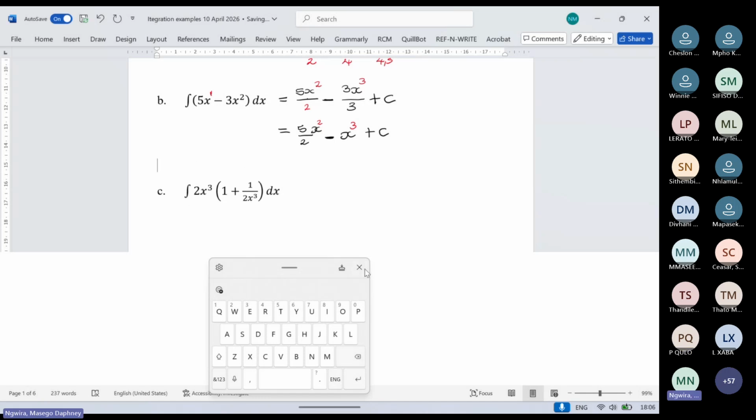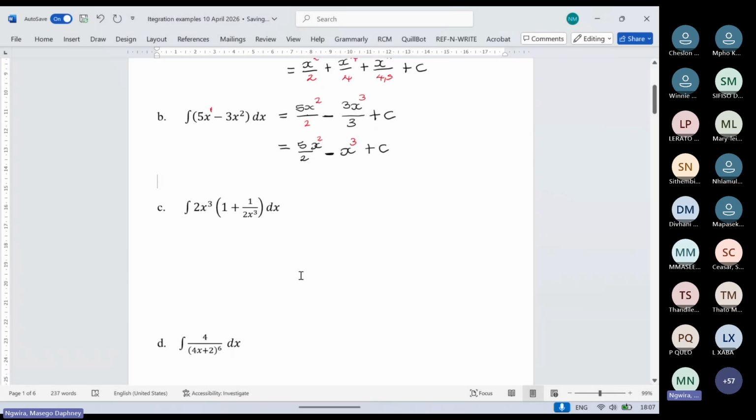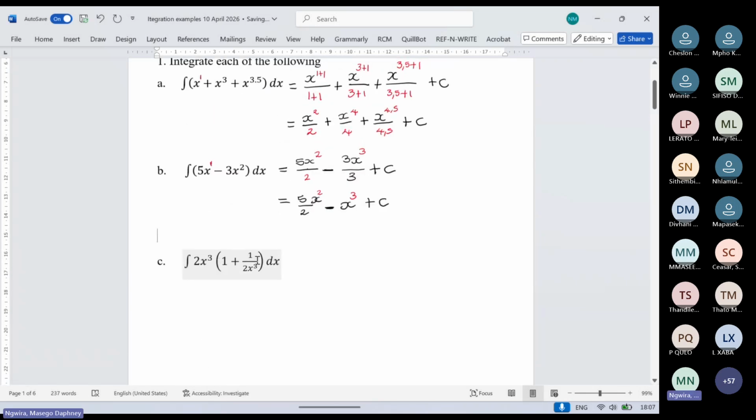And then we move on to c. So now c, we have this. So we can integrate when it looks like this. So we are going to solve first this function, which is 2x to the power of 3, then a bracket of 1 plus 1 over 2x to the power of 3.